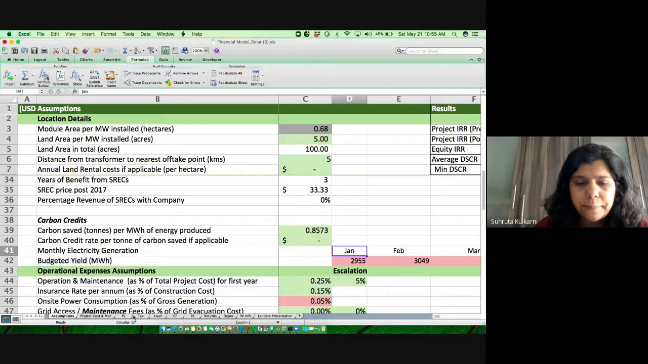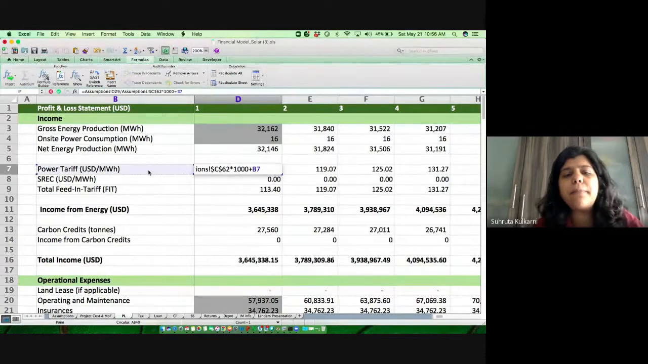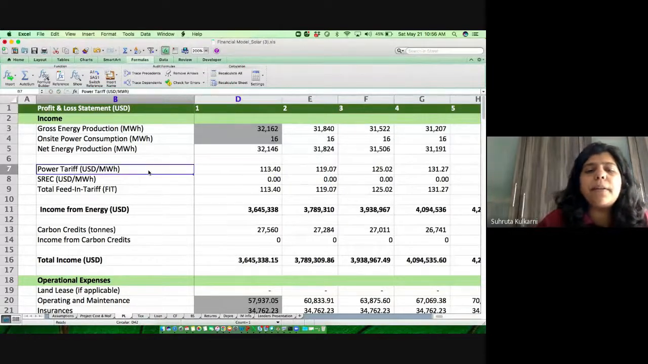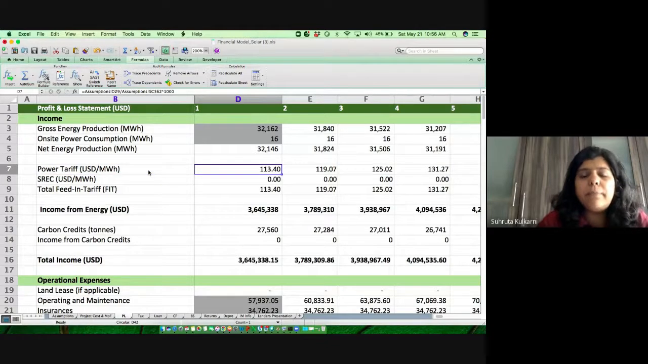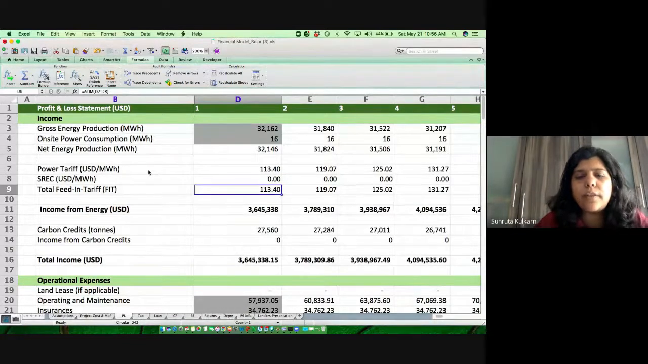Now this is again tariff per megawatt hour. You might think why this is so high. This is not per unit. This is per megawatt hour, which is a million watt hours. So this is my tariff. Then, if I get any SRECs, which are renewable energy certificates, I have a calculation for that as well: how much money I'm going to get for each renewable energy certificate that I sell. And then hence, what is the total tariff?